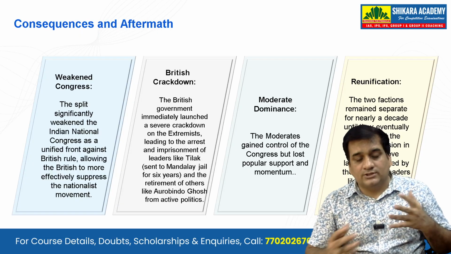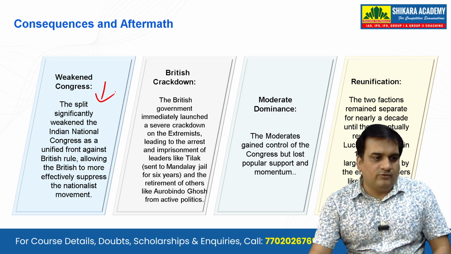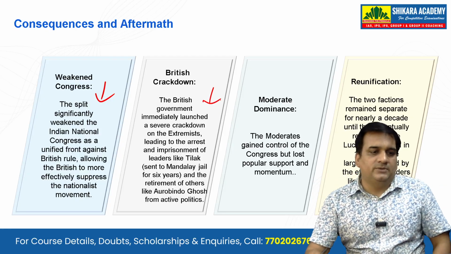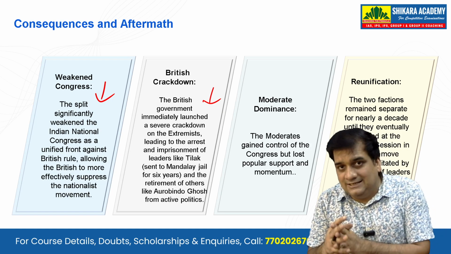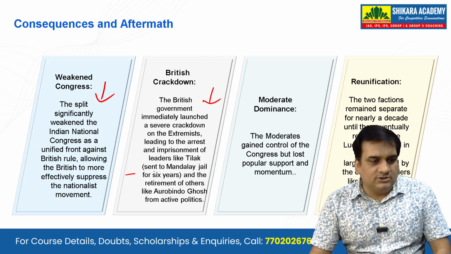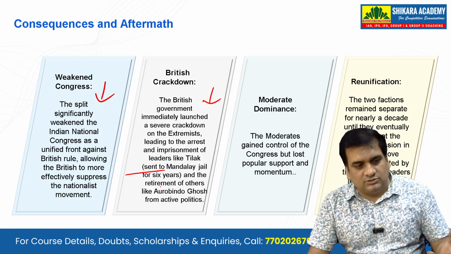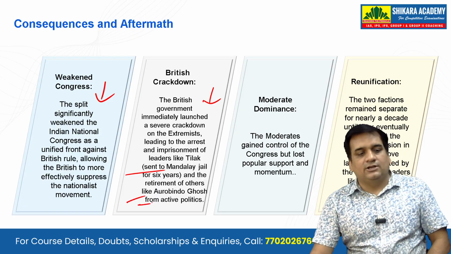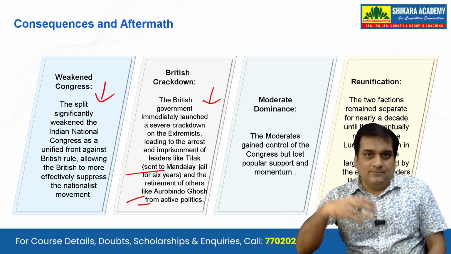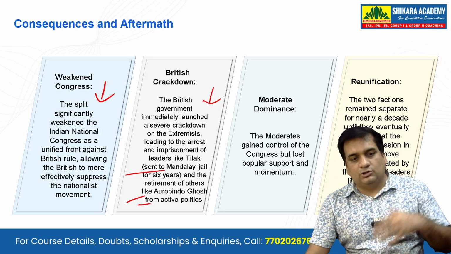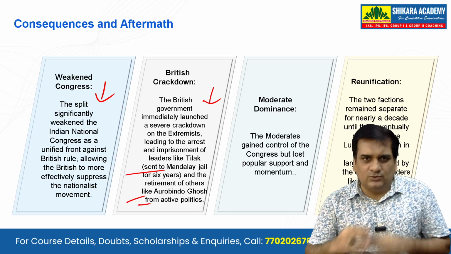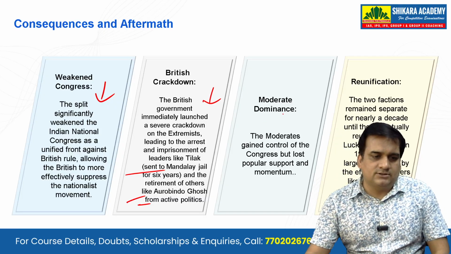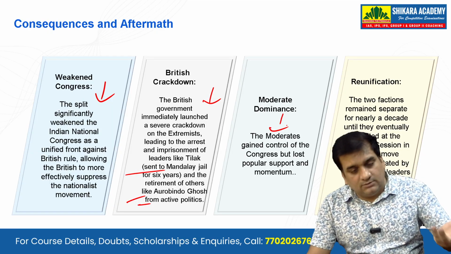Nonetheless, what were the consequences and the aftermath? Obviously, when there is division in a party, it will weaken. Then there was a British crackdown. The British government immediately launched action on the extremist leaders. They imprisoned leaders like Tilak, who was sent to Mandalay jail for 6 years, and there was the retirement of other leaders like Aurobindo Ghosh from active politics. The others of the trio also went outside India. So in a way, the extremists were suppressed. Moderate dominance started again here, because they were supporting the British in a way.